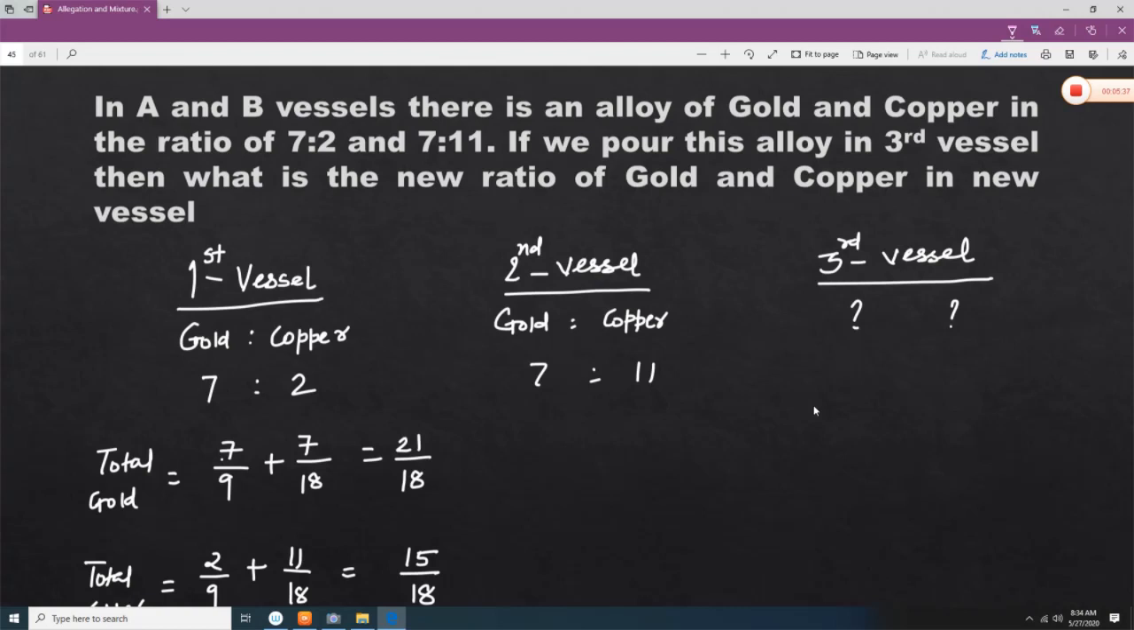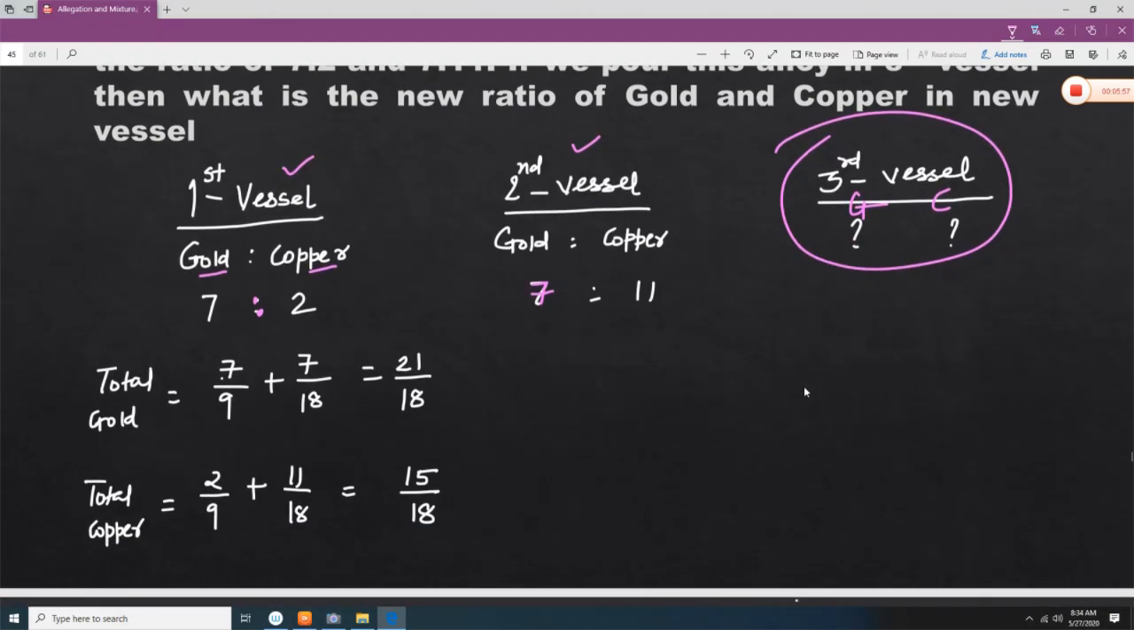So it is the same example but with a little different names. In the first vessel the gold and copper is in 7:2. In the second vessel the gold and copper ratio is 7:11, and we need to find out the ratio of gold and copper in the third vessel. First we are going to combine the gold. So this is 7/9 and this is 7/18. So gold is going to be 21/18 in the third vessel.